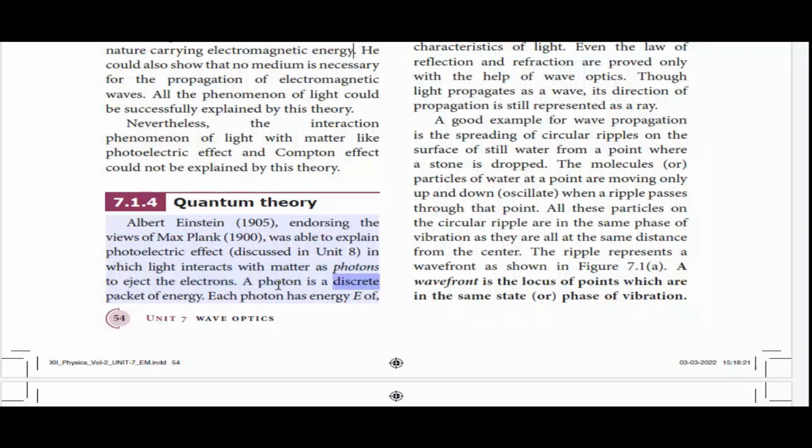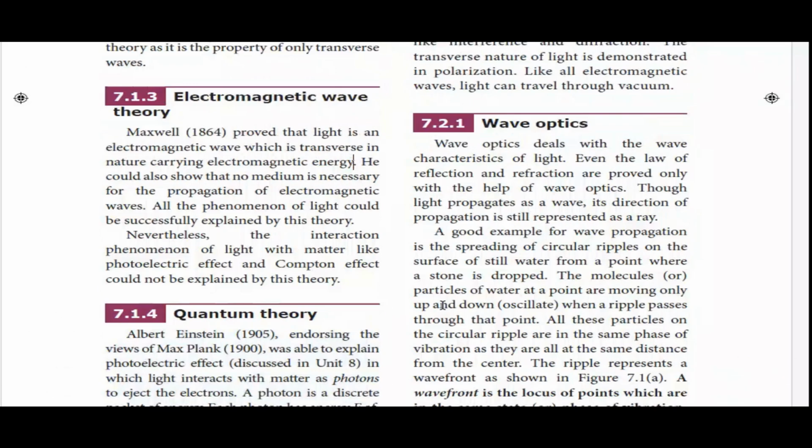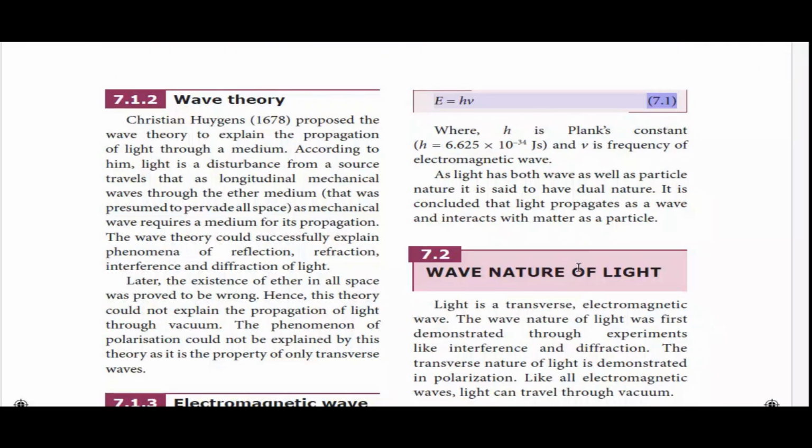A photon is a discrete packet of energy. Each photon has energy E equals hv, where h is Planck's constant equal to 6.625 × 10^-34 Js, and v is the frequency of the electromagnetic wave. As light has both wave as well as particle nature, it is said to have dual nature. It is concluded that light propagates as a wave and interacts with matter as a particle.